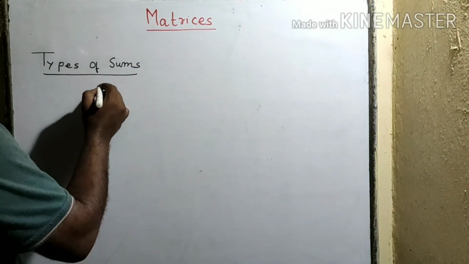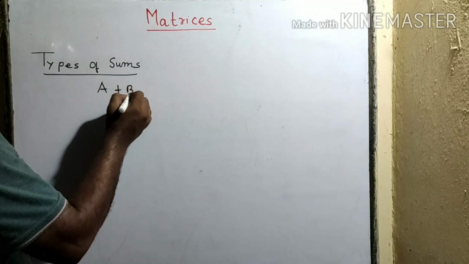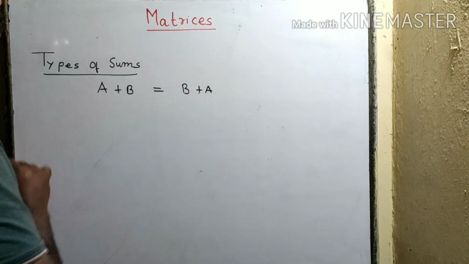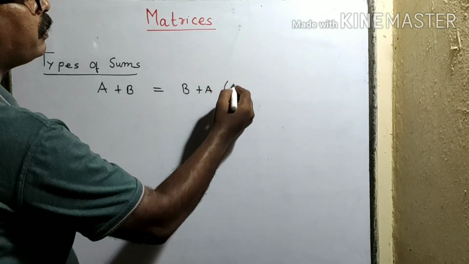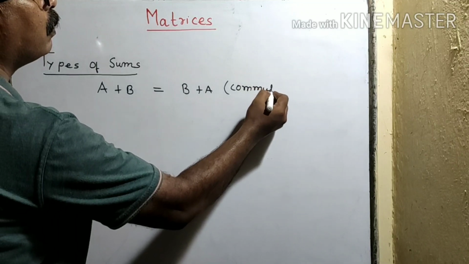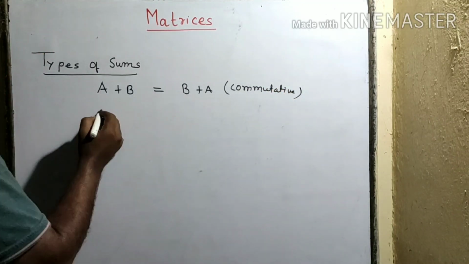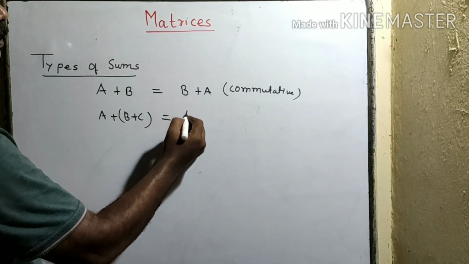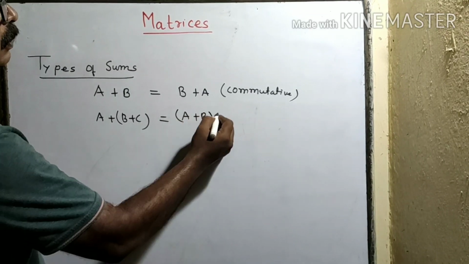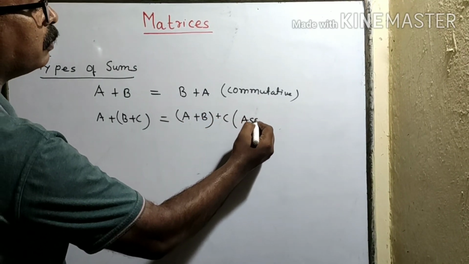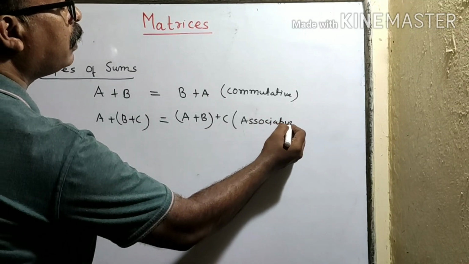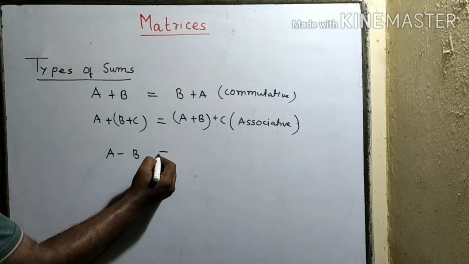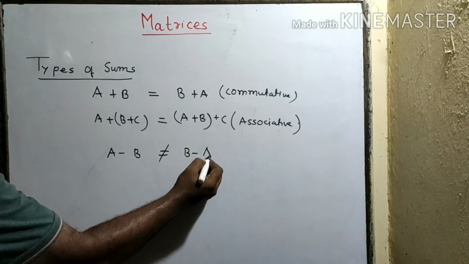Keep in mind, when we add the matrices A plus B and when we add matrices B plus A, the result will come out the same. So addition of matrices is commutative. Similarly, A plus B plus C will be the same as A plus B plus C with different grouping. So it is associative. But at the same moment, A minus B cannot be equal to B minus A.